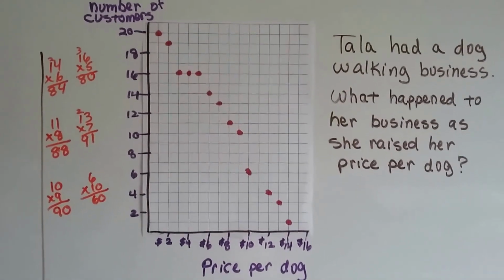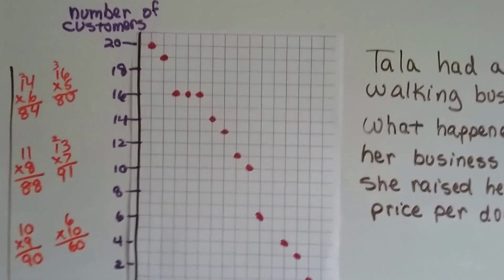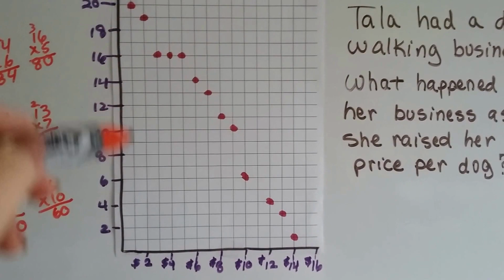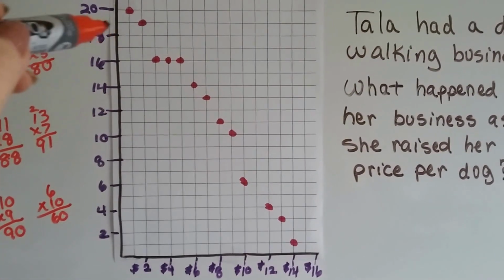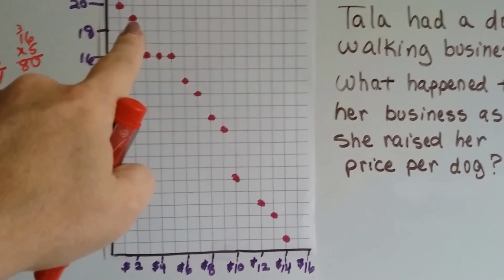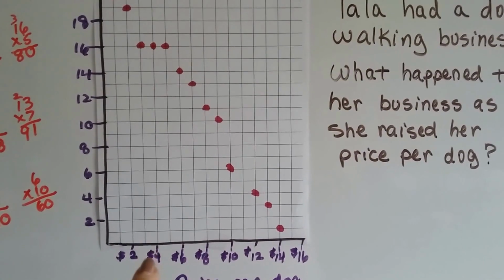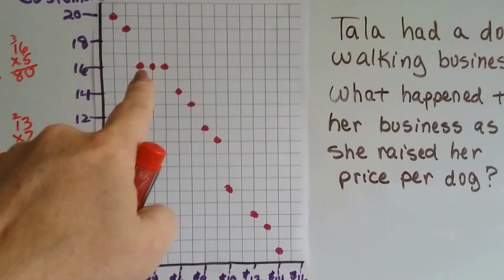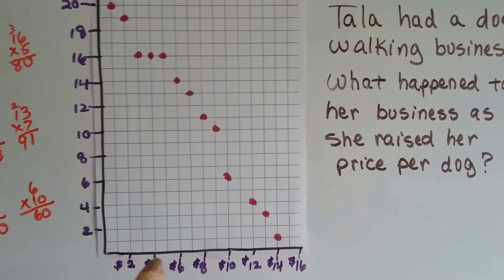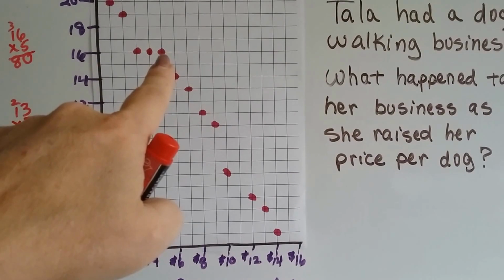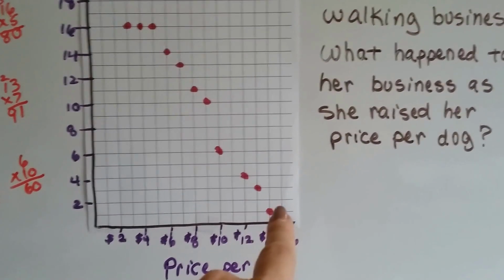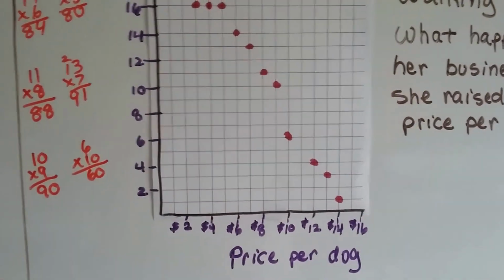So what happened as she increased her prices? Let's look at the number of customers she had. She had 20 customers, and she was charging $1 per dog to walk. And then she raised her price to $2 per dog, and she lost a customer. She went down to 19 customers. See that? When she raised her price to $3 per dog, she dropped to 16 customers. She lost 4 customers. And then she kept the 16 customers even though she raised the price to $5 a dog. See that? And by the time she raised her price to $14 a dog, she only had 1 customer left. Well, that wasn't smart, was it?